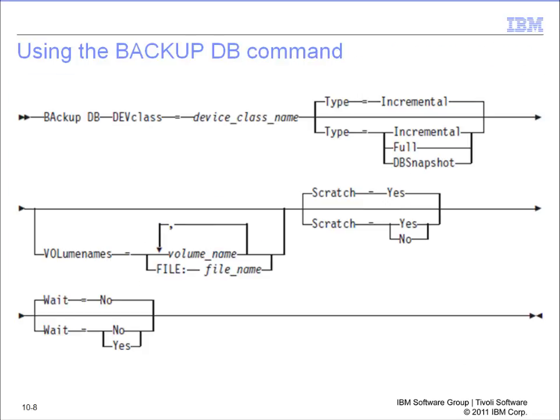And here's our backup db command. You'll notice that backup db devclass equals device class name are the only required parameters. By default, the type would be incremental. So if you want to do a full or a DB snapshot, you would need to include type equals full or type equals dbsnapshot. You can specify volumes for your backups. You can specify whether or not to use scratch volumes. By default, you would. You can also wait for processes to complete in the foreground.